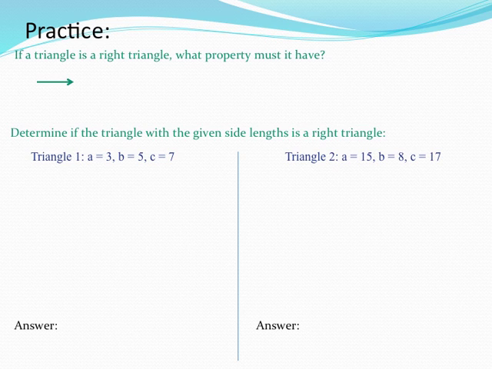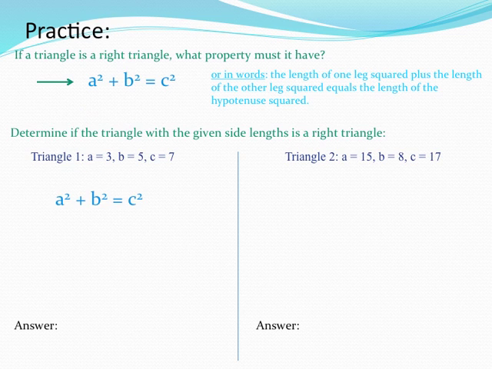Okay, so if a triangle is a right triangle, what property must it have? Well, a squared plus b squared must equal c squared. So it says below, determine if the triangle with given side lengths is a right triangle. So triangle 1, a is 3, b is 5, and c is 7. Let's see if the Pythagorean theorem works for this.